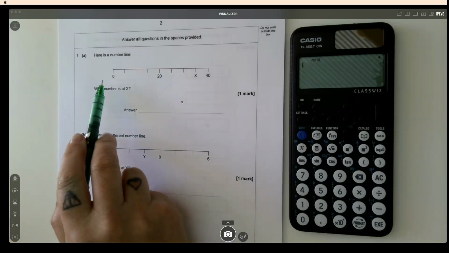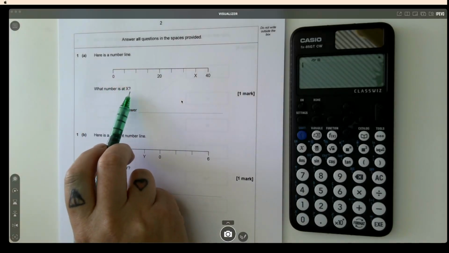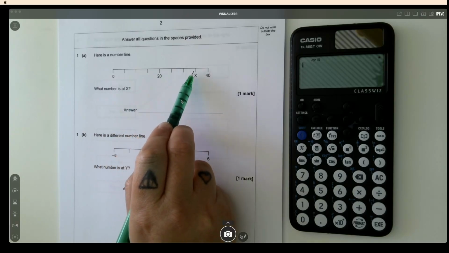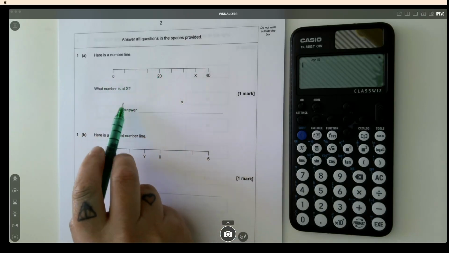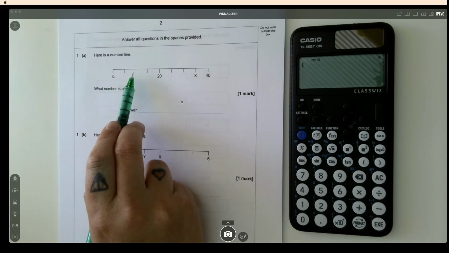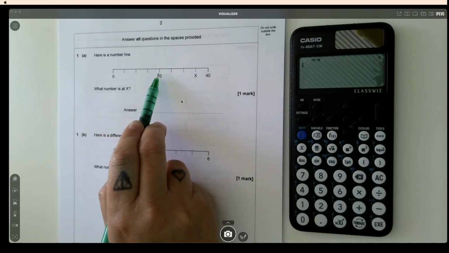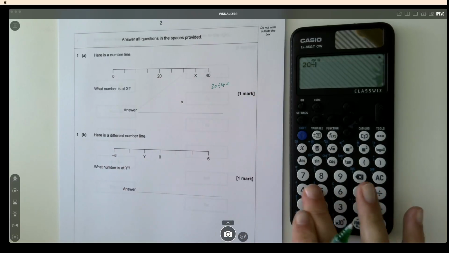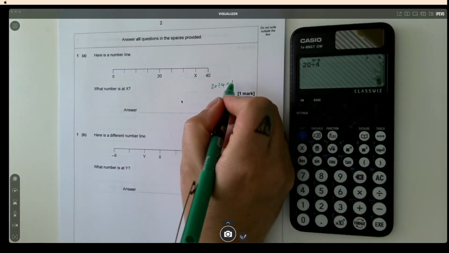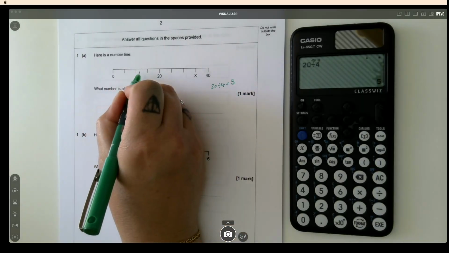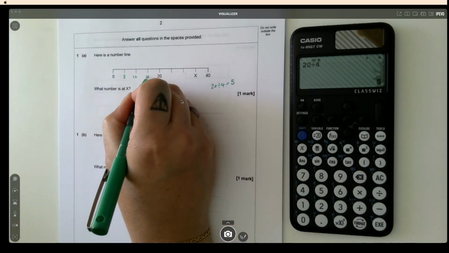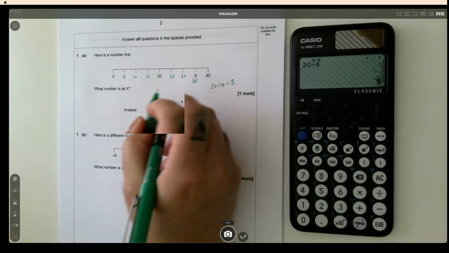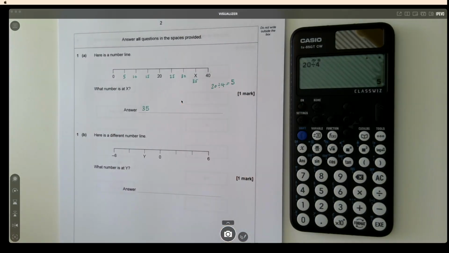Question 1 A. Here is a number line. What number is at x? So we have x marked here, so we need to figure out what each of these intervals on the number line are worth. So what is it counting up in? To go from 0 to 20, we've got 1, 2, 3, 4 intervals that we pass. Well, 20 divided by 4, remember, it's a calculator paper. Use your calculator. 20 divided by 4 is 5. So each of these are worth 5. So that would be 5, 10, 15, 20, 25, 30, 35, and then 40. So x is at 35.